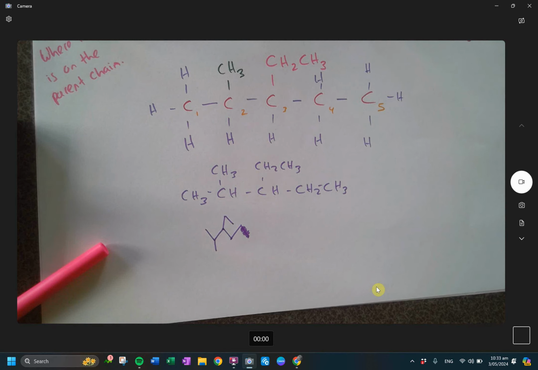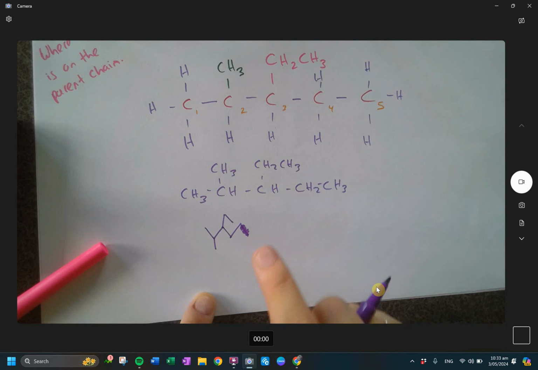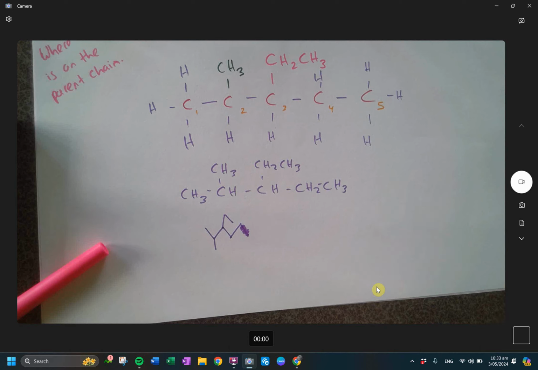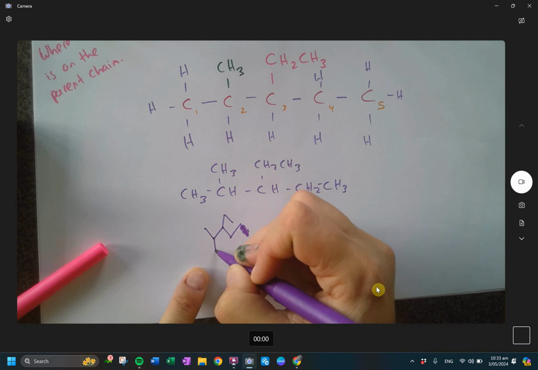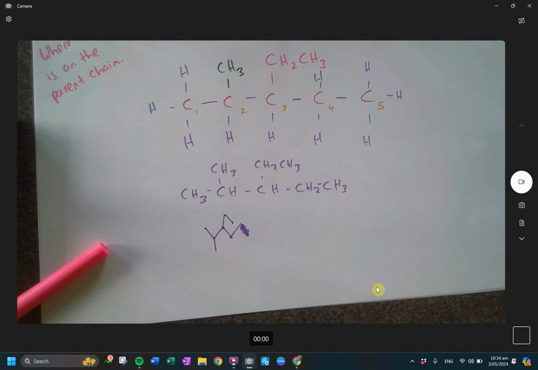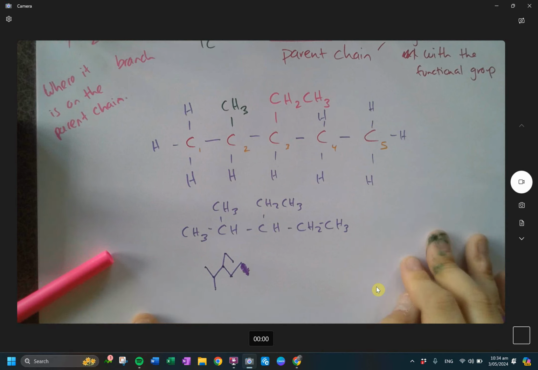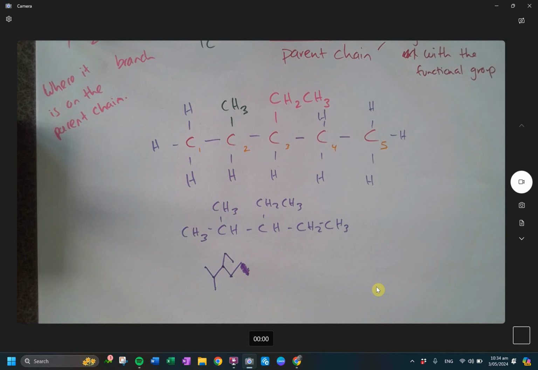You guys are not going to draw it like that. Usually you just draw it like this. It's just, if you see questions like that, that's how it's translating across. And just basically each corner you get is another carbon. Okay? Questions, concerns, or comments?